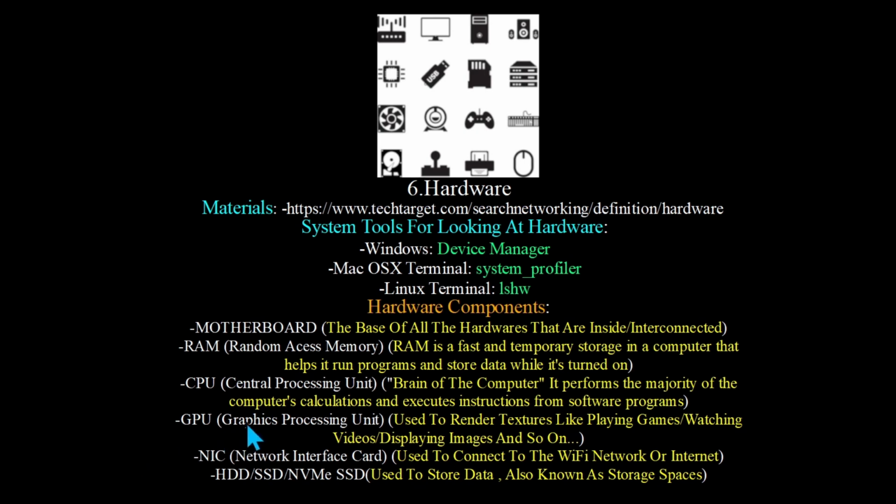And the GPU, the graphics processing unit, is mostly used to render textures, like playing games, watching videos, displaying images, and so on. So those are for the graphics on your system, on your graphical interface, so that you can even see all the textures running on it.